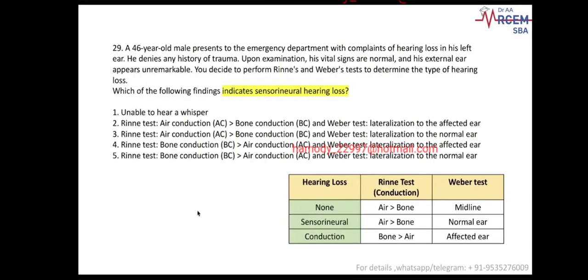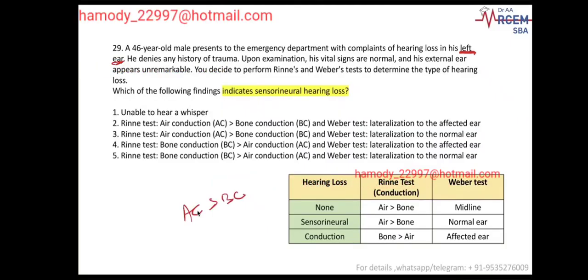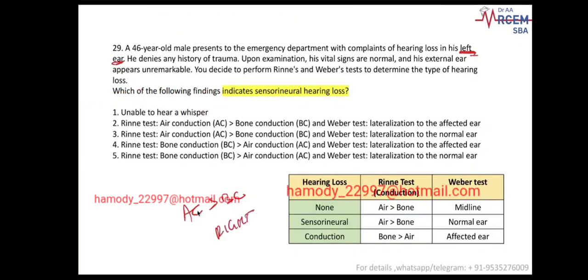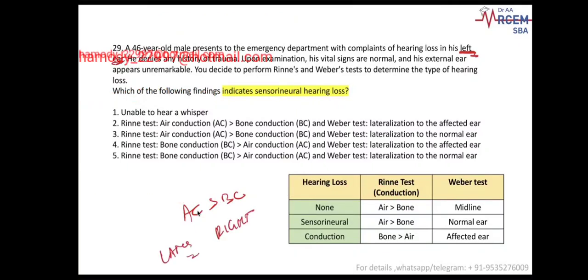Which one is indicative of a sensory neural hearing loss? So which side is involved? Again, left side is involved here. So what happens if left side is involved? What do you need to look out for? Air conduction will be better than the bone conduction on both left and right side. So lateralization to the left, sorry, left is the affected. So the lateralization on the Weber side will be on the right side.